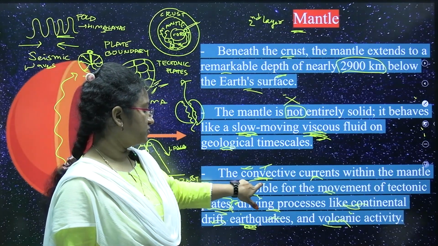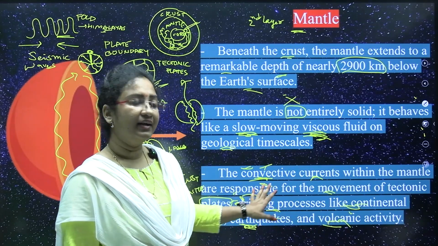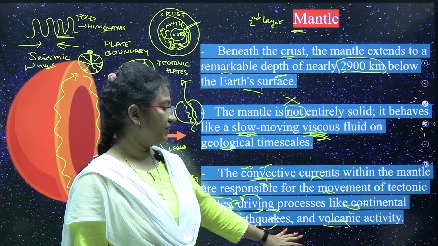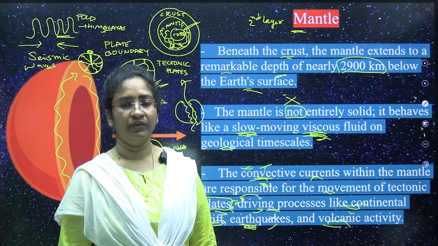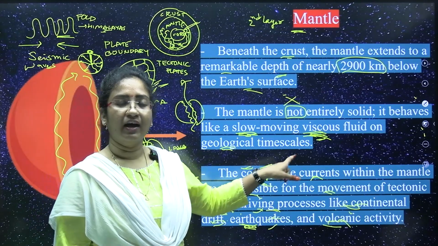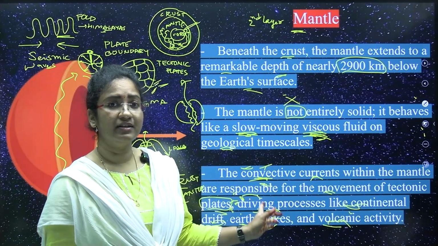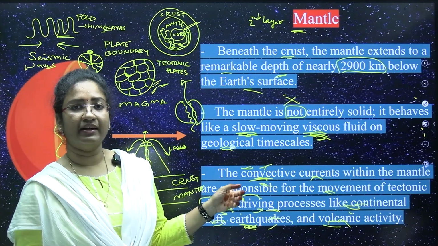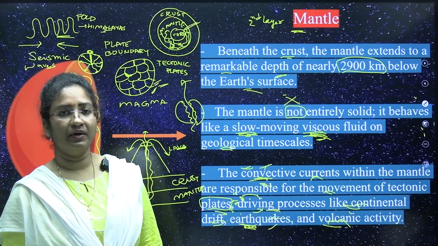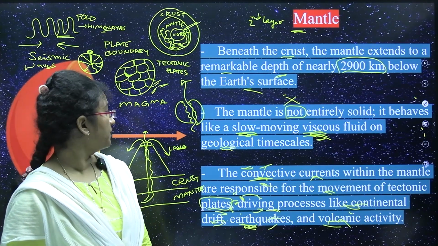The convective currents within the mantle lead to the movement of the tectonic plates, and in turn they drive processes like continental drift, earthquakes, and volcanic activity. I hope you're clear with this particular sentence: what convective currents are and how they lead to the movement of tectonic plates, and in turn lead to the formation of earthquakes, volcanic activity, and continental drift. Right. I hope you're clear with all these concepts. So this is about our mantle layer.